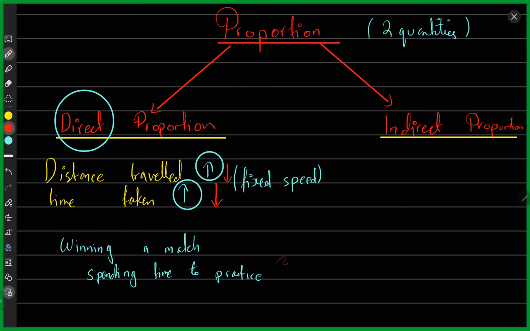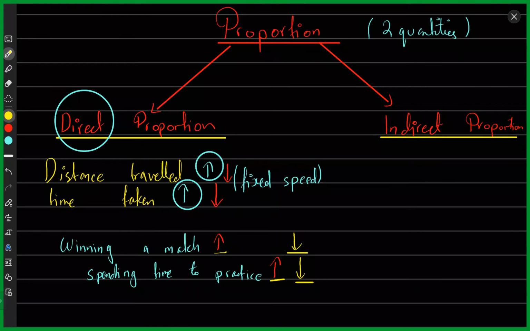So if you spend more time on practicing cricket, you would get a better hold on the bat, you would get better at it, you would understand the rules better, and the chances of winning a match would be more. Similarly, if you spend less time on practicing, the chances of winning the match would be less. So what is happening? When I'm increasing this, this is also increased, and when I am decreasing this, this is also decreased. This means that this is direct proportion.